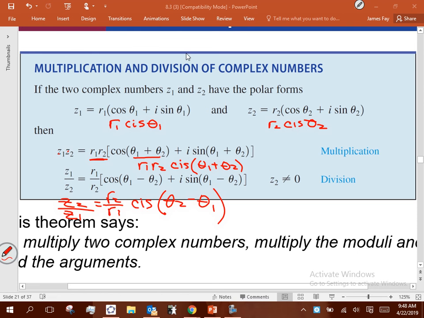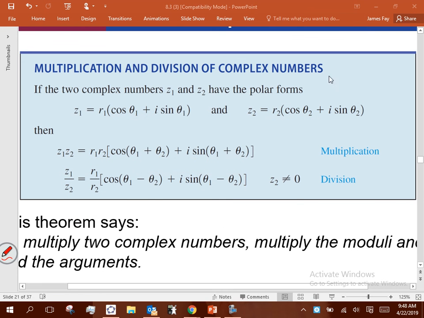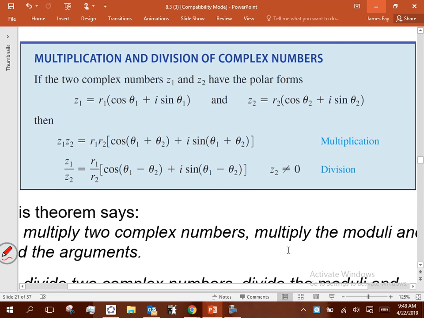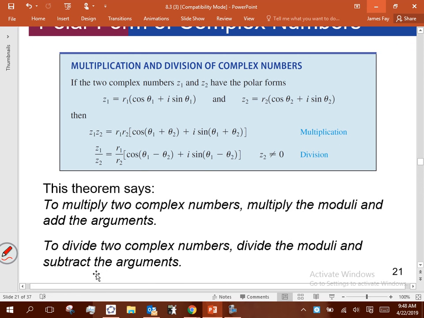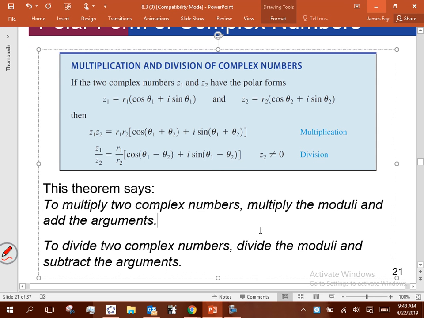Okay, so let's see how this all works out. And obviously, when I want to divide two complex numbers, the bottom number cannot be 0. 0 is a complex number, 0 plus 0i, but we obviously can't divide by 0. So in layman's terms, it basically says if I want to multiply two complex numbers, you multiply the moduli and you add the arguments. To divide the complex numbers, you divide the moduli and you subtract the arguments. Just remember, order matters when I'm doing division.